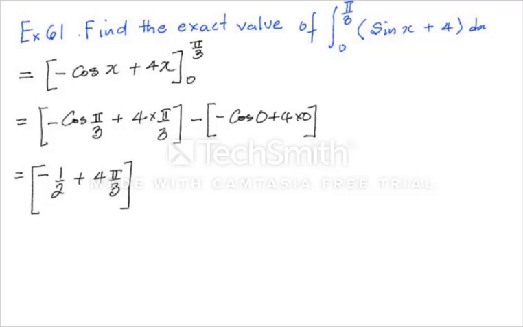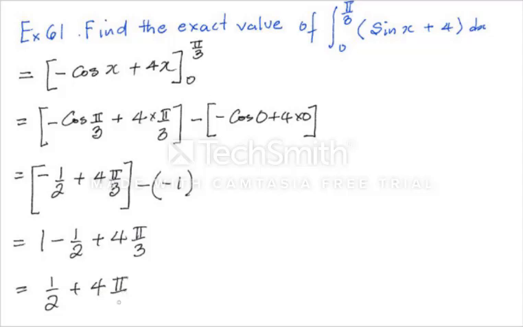And over here, the cosine of 0 is 1. So I have minus minus 1. So now I have minus minus 1 is plus 1. So it's 1 minus a half plus 4 pi by 3. So this is a half plus 4 pi by 3.